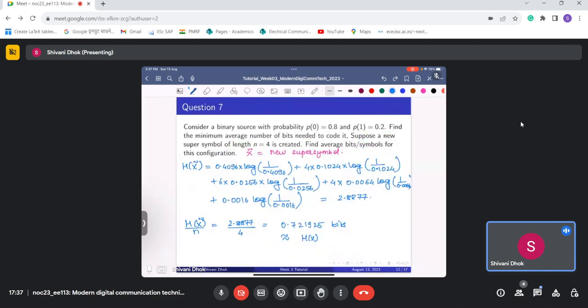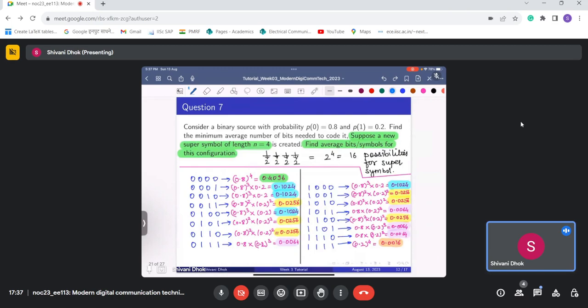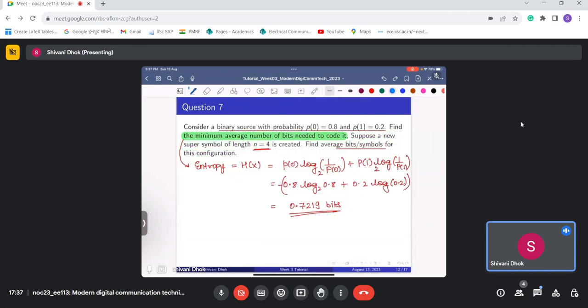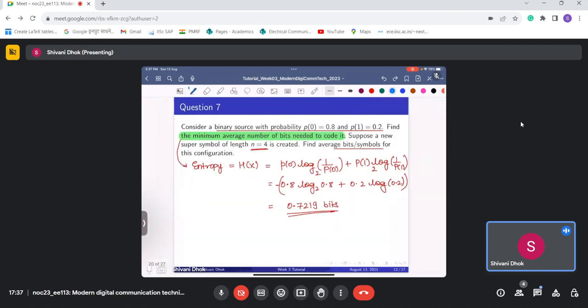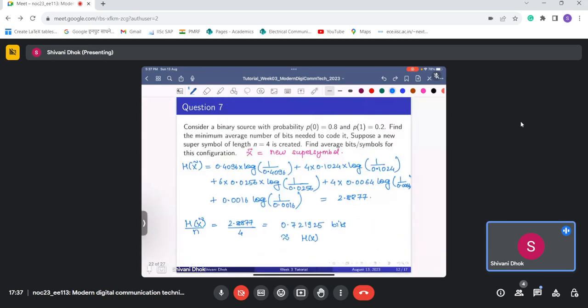So this is 0.7219, and the original H(x) was also 0.7219, which was quite close. So this is what we are observing. If I increase my n further, this will become even closer to the original H(x). I hope this is clear. Any questions?